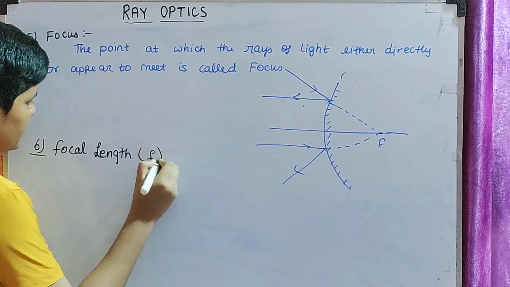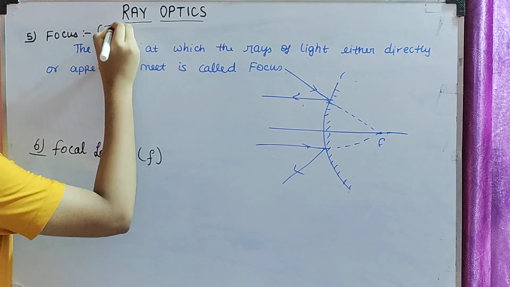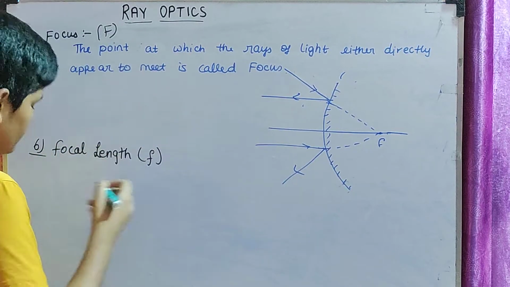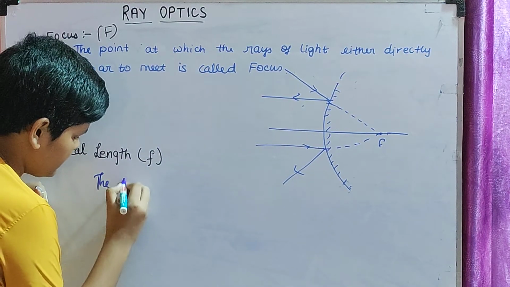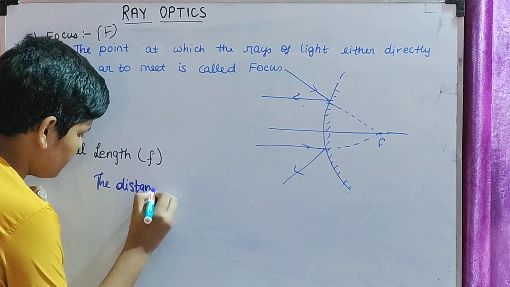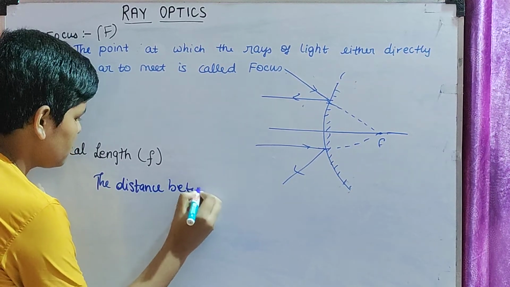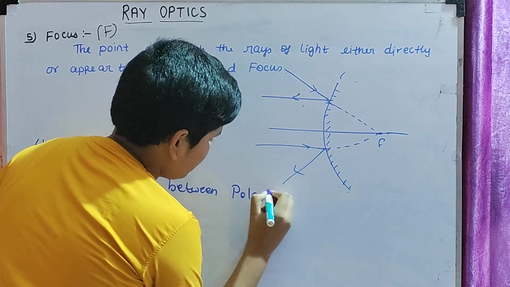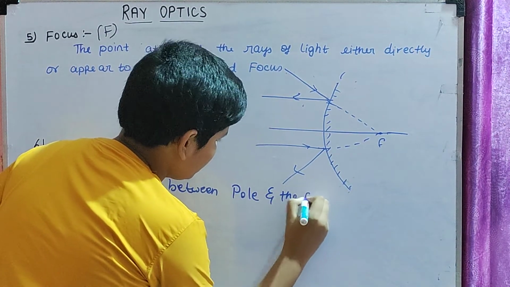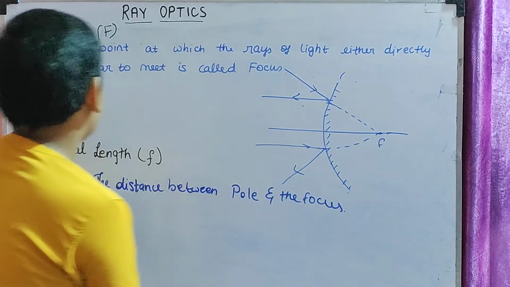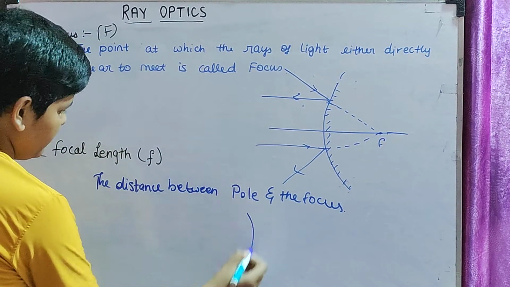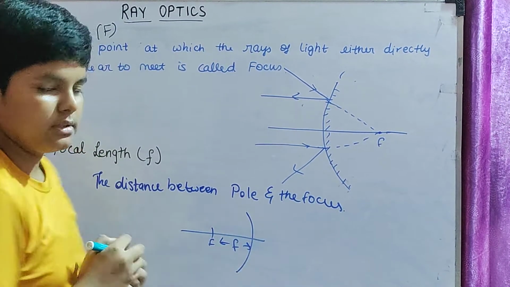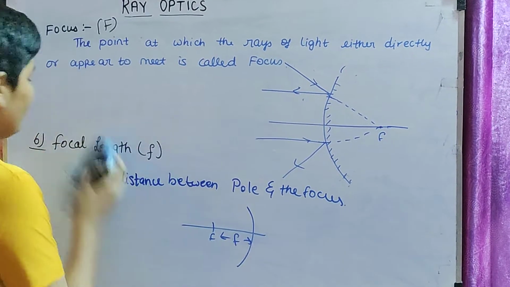What is focal length? It is represented by small f. This is represented by capital F. So what is the focal length? The distance between pole and the focus is called the focal length. So this is the mirror, this is the focus, so this much is the focal length. That's right, that is very basic concept of a focal length.